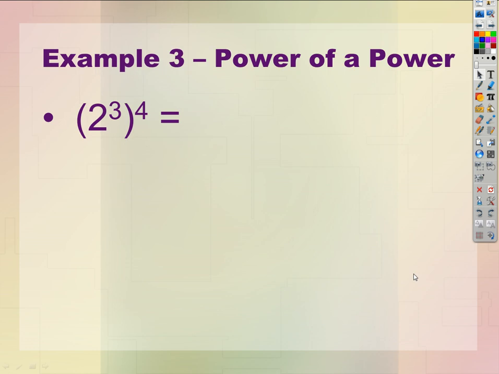What about this one? Power. Good. If I take a power to a power, I multiply the exponents. So 2 to the 12th. Okay? Which I could then simplify.